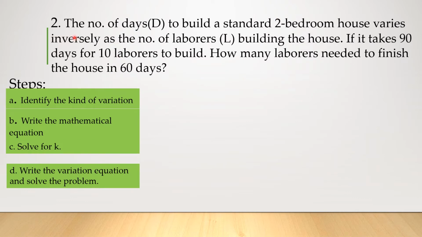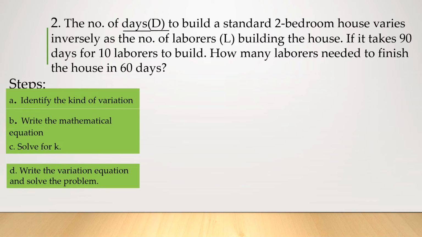Okay, next example. The number of days D to build a standard two-bedroom house varies inversely as the number of laborers L building the house. If it takes 90 days for 10 laborers to build, how many laborers are needed to finish the house in 60 days? Okay, let's see. So, what are the givens here?